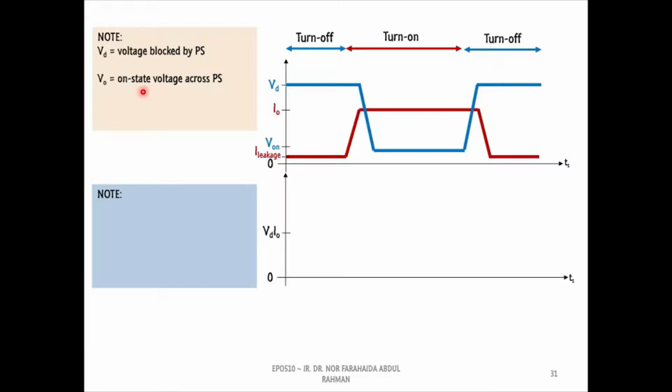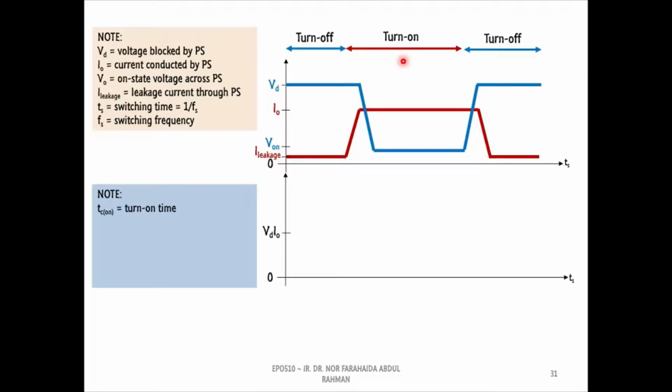In this graph, the x-axis is referring to the switching time in seconds, and we can see some delay before the power switch is entirely on or off. In between turn off and turn on, the delay is called the turn on time.